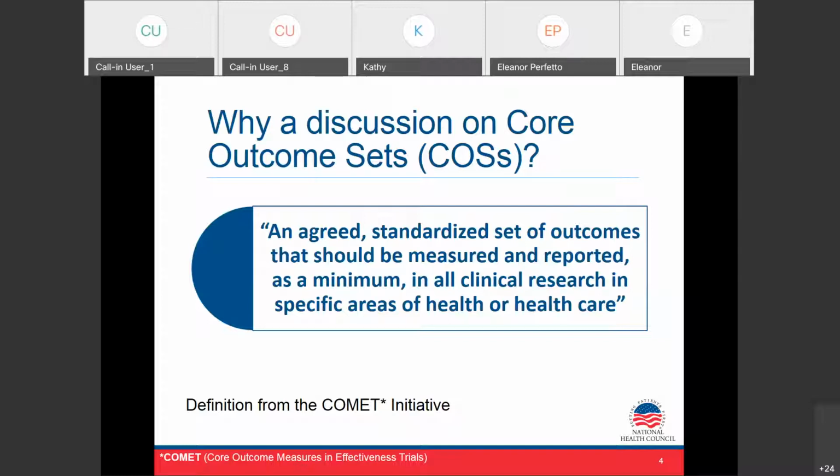So a core outcome set, what is it? It's an agreed upon standardized set of outcomes that should be measured and reported as a minimum in clinical research in specific areas of health or healthcare. So it's a minimum set that we should be thinking about when we do a study on a particular illness.